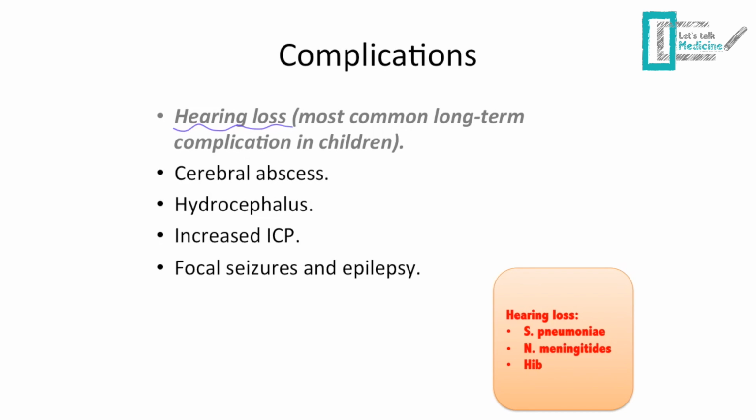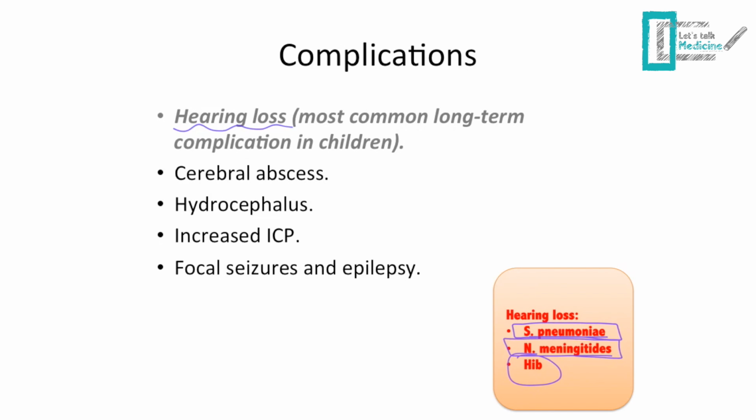Let's start with the most virulent one, which is Strep pneumoniae, causing most of the hearing loss cases in meningitis. And then Neisseria meningitidis at the next level. And finally, we have Haemophilus influenzae type B, causing the fewest cases of hearing loss as a complication of meningitis because of the vaccines nowadays.